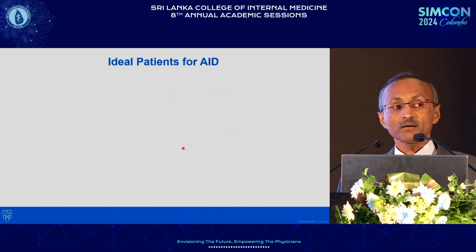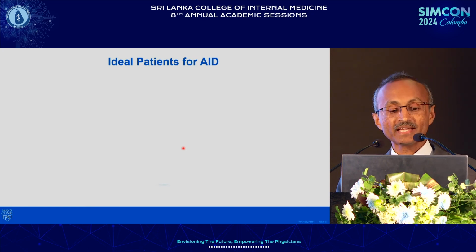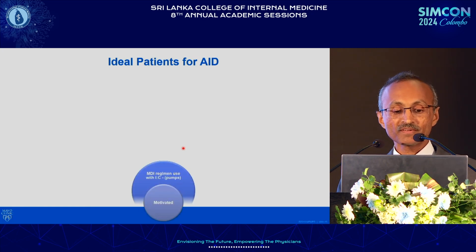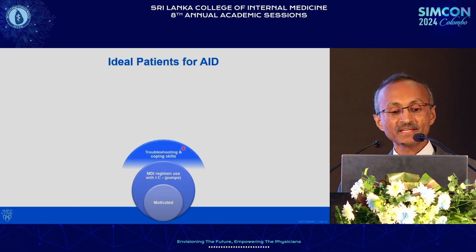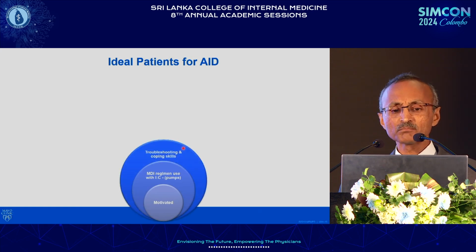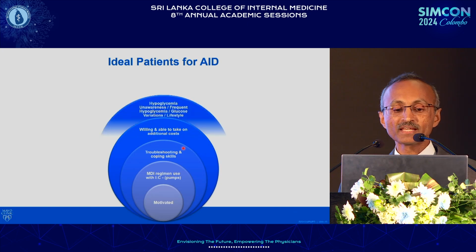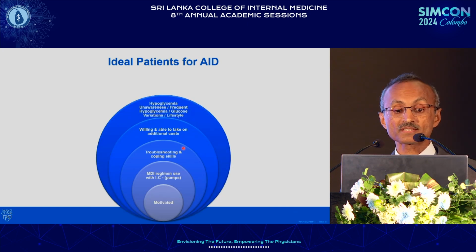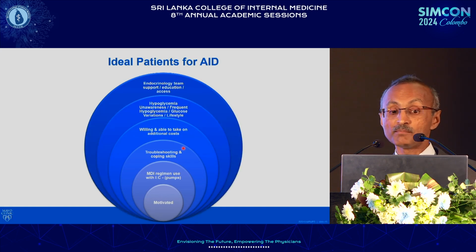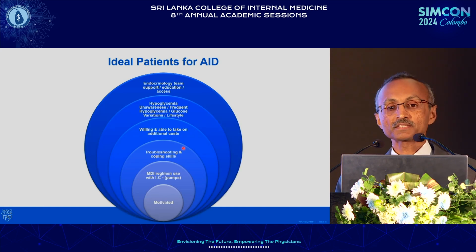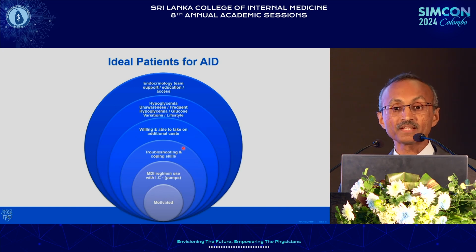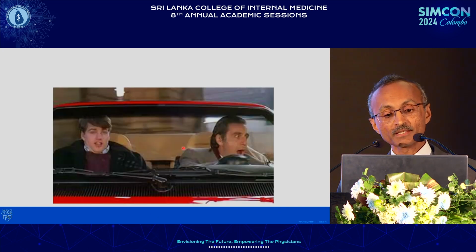All right. However, I don't want you to go away feeling that everybody should have this AID. The patient should be motivated. They probably should be on an MDI. They should be able to have at least some troubleshooting skills. They must be willing and able to take on these additional costs. Hypoglycemia unawareness is a big thing, so they probably will benefit from this. And most importantly, there should be a good team, with endocrinology support for education and access. Then you should get the ideal patient. This is for the automated insulin delivery.